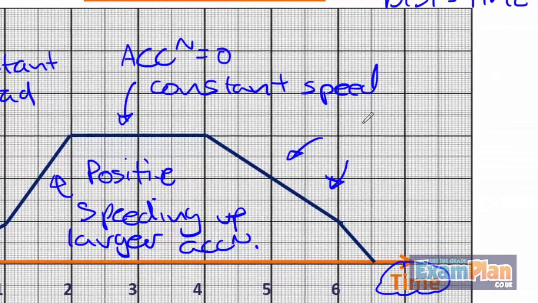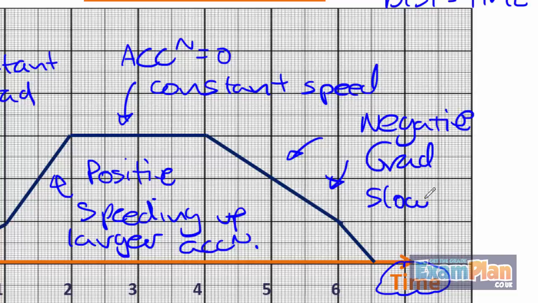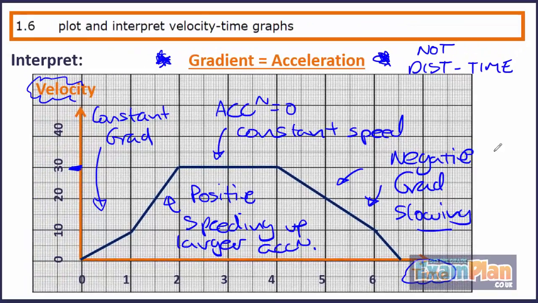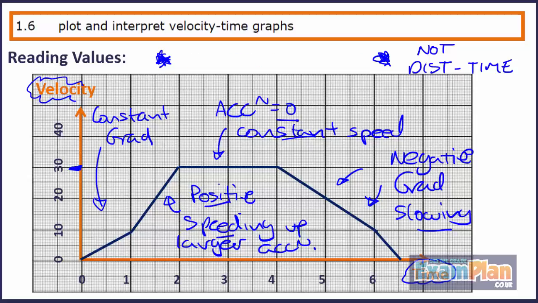A negative gradient means the car is slowing down, and you can see that the speed is decreasing. So to recap, a positive gradient means it's speeding up, a negative gradient means it's slowing down, and a flat gradient or zero gradient means the car is travelling at constant speed.